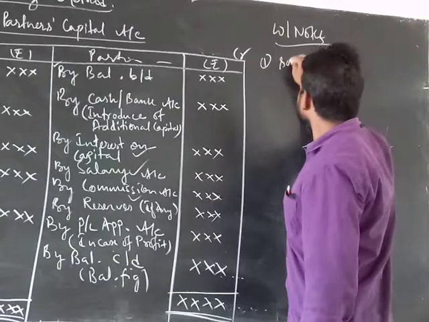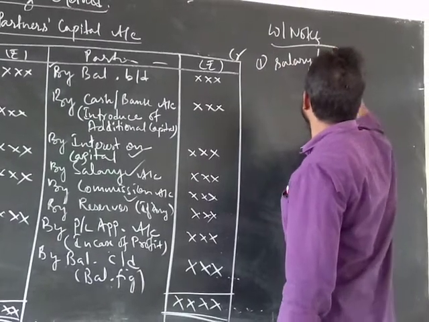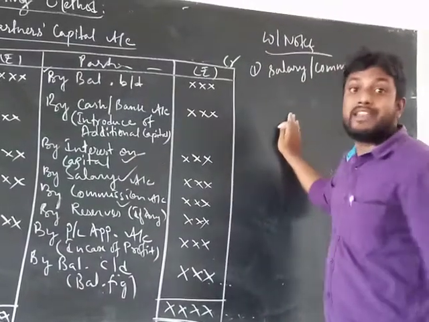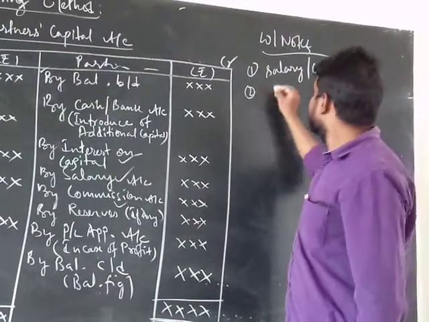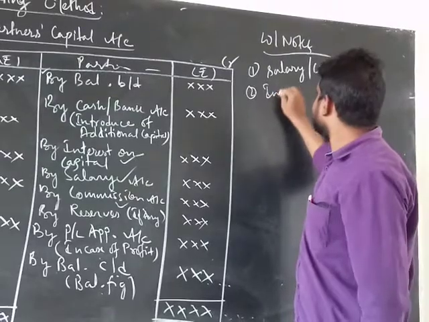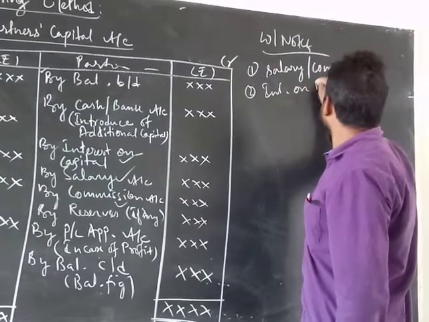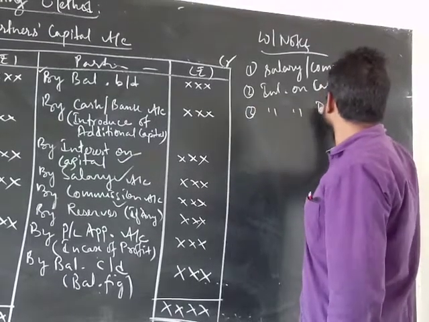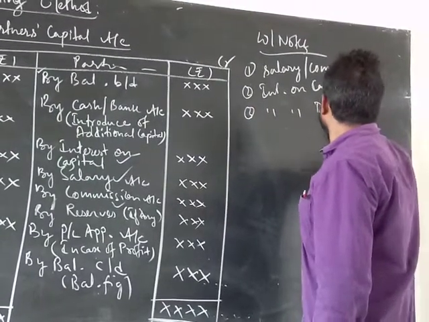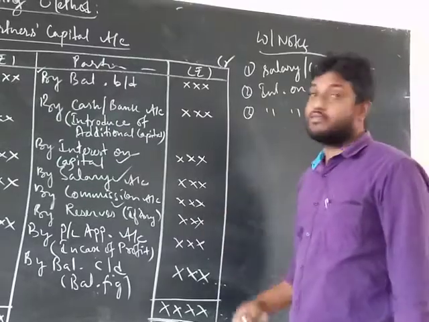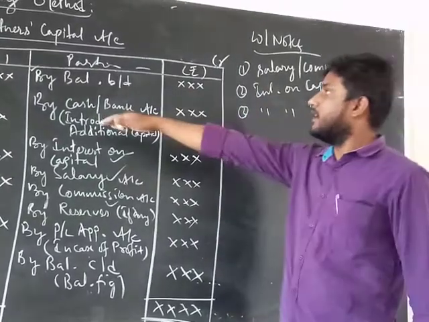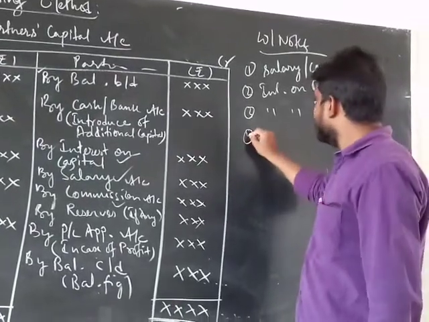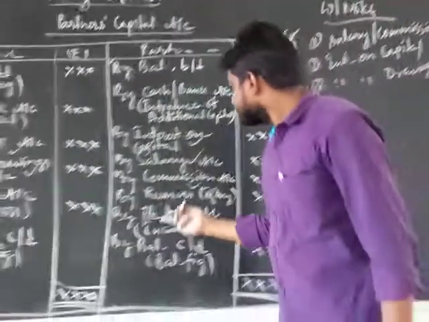Number one, salary. How to calculate salary or commission. Commission related to the partners or managerial commission you can find. Number two, then you have interest on capital. Got it? Then number three, interest on drawings. These are some extra tasks which we have to do before preparing this partners capital account as well as PL appropriation account.